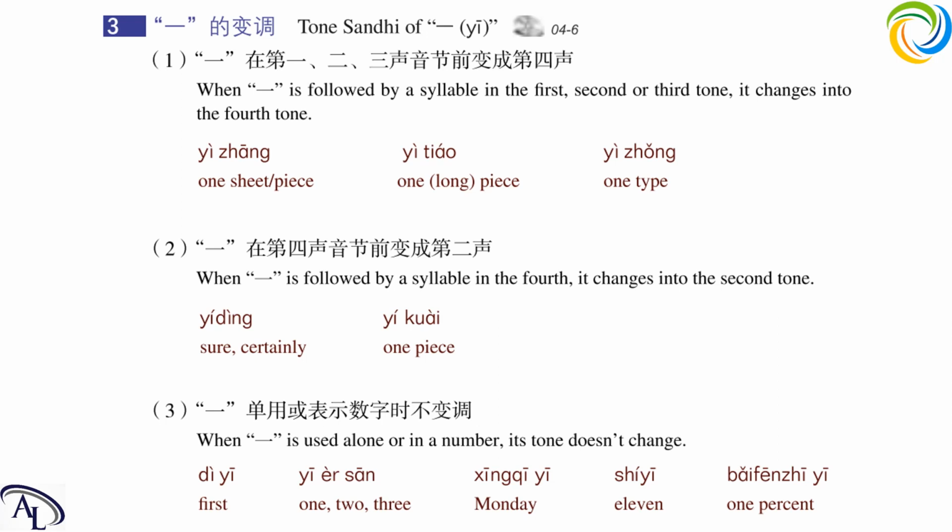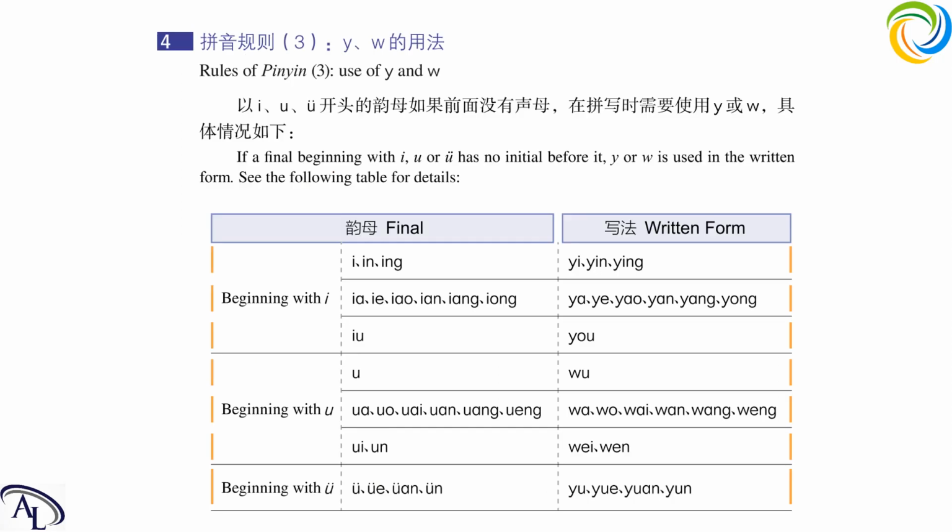Okay, so this is the tone sandhi of 一. When 一 is before the first, the second, and the third tone, it will change to the fourth tone. But when 一 is before the fourth tone, it will change to second tone. And when it is used alone and used in a number, then it won't change. It is the first tone. Okay, now let's move on to the next part.